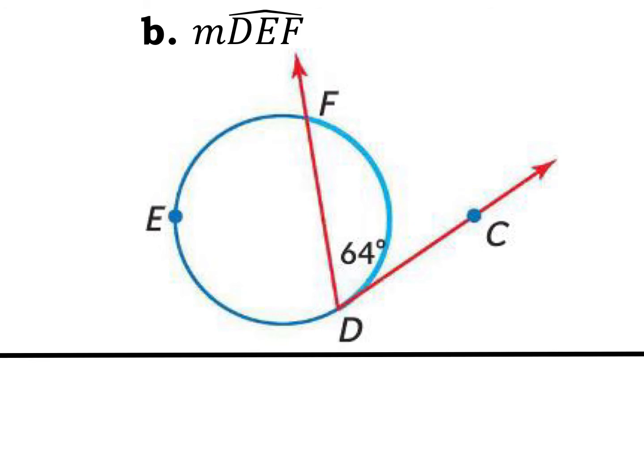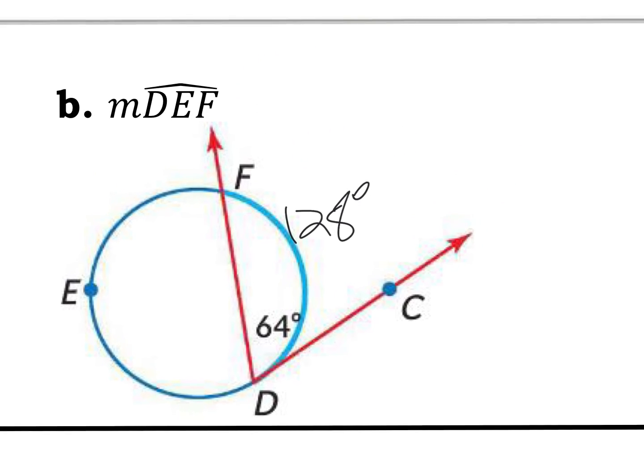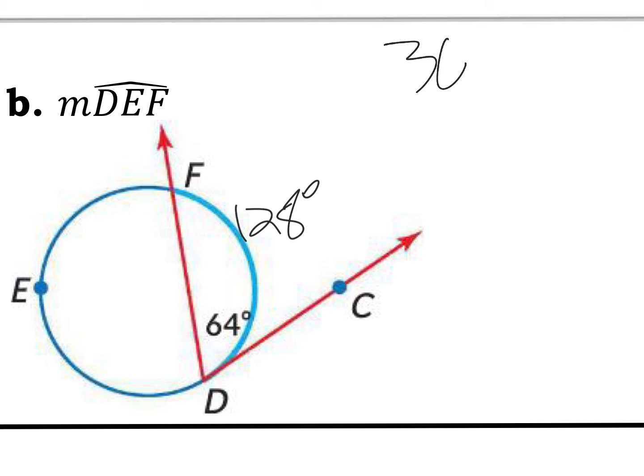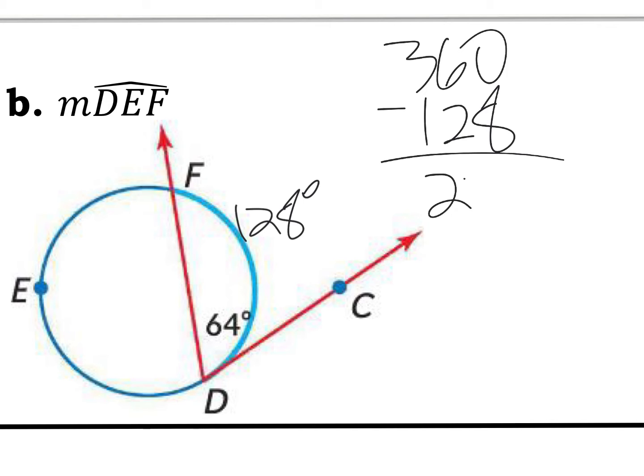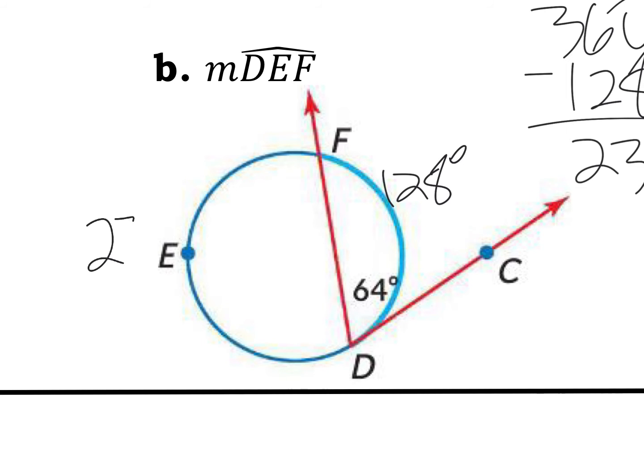This one I have 64, and I'm looking for arc DEF, which is actually this arc right here. But the easiest thing to figure out first is what arc DF, or FD, is, and you just got to double that. 64 times 2 is 128, and so we just need to do 360 minus 128 here, and we'll figure out arc DEF. 360 minus 128 is 232 degrees, so that's what DEF is.